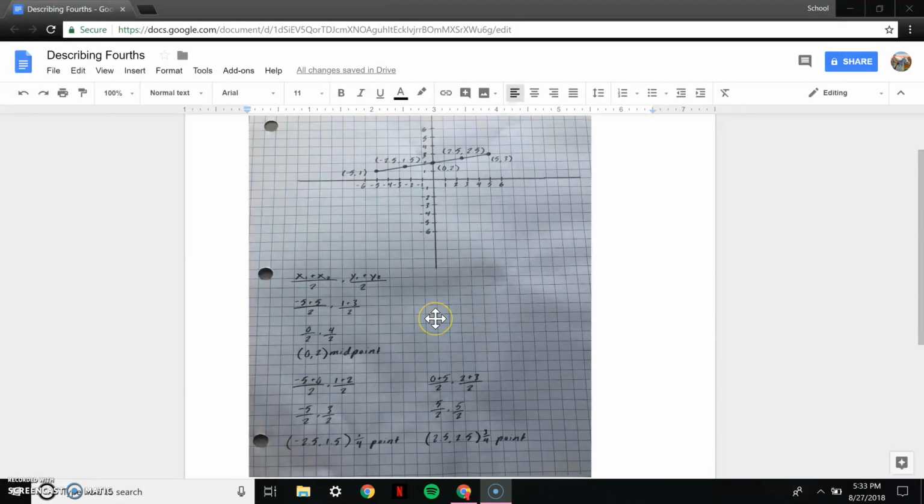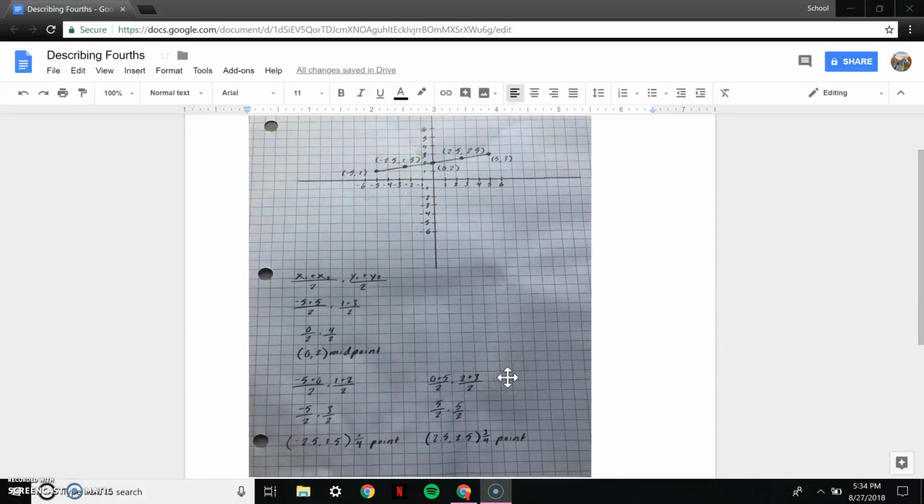Then I had to find the first fourth by using the first coordinate, negative 5, 1, and the midpoint, 0, 2. I plugged that into the equation, x1 plus x2 over 2, y1 plus y2 over 2, and that can be seen right here. And then I did the math, and I got negative 2.5, comma 1.5, and that is the first 1/4 point, and that can be seen right there.